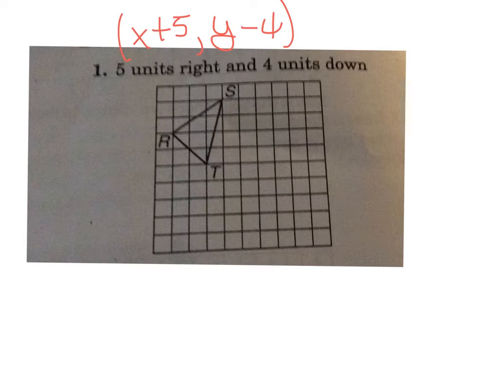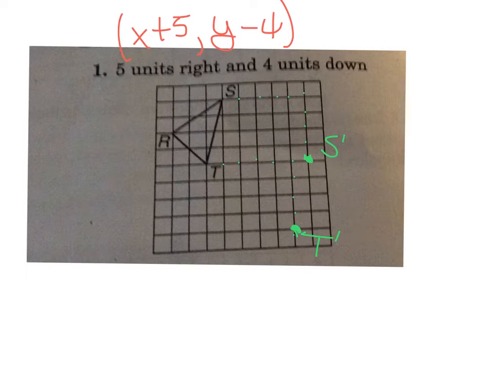So I'm going to start with T. So if I go 5 units right, 1, 2, 3, 4, 5, and 4 units down, 1, 2, 3, 4. Here is my new T. And of course, we're going to put a little prime on it because that stands for new. Alright, and then S, I'm going to go 5 units right, 1, 2, 3, 4, 5, and 4 units down, 1, 2, 3, 4. So my new S is here.